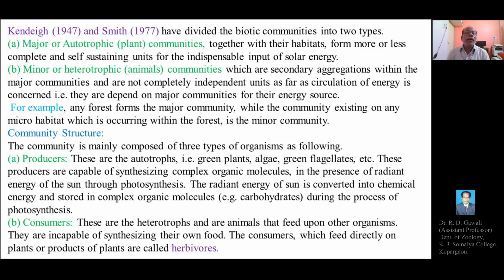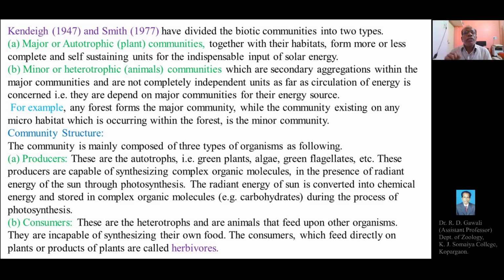So, the first one, the major or autotrophic community, is called major because it has a larger number of populations, or a larger biomass, including the plant community. So, the major or autotrophic community is formed by the plants.